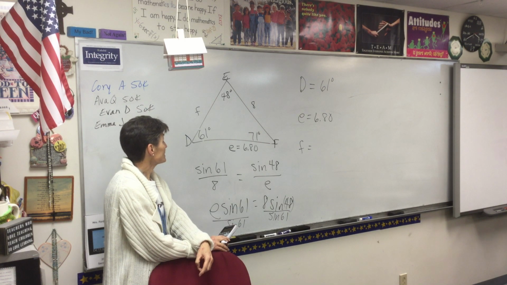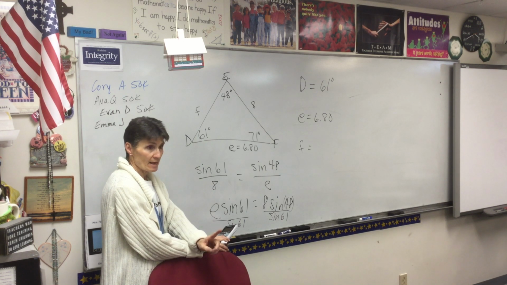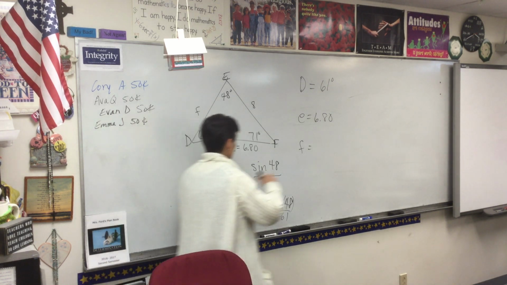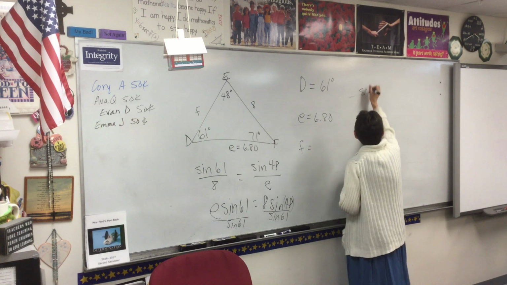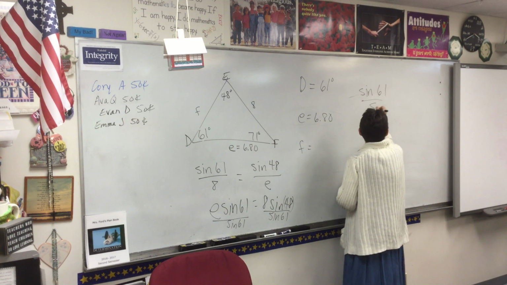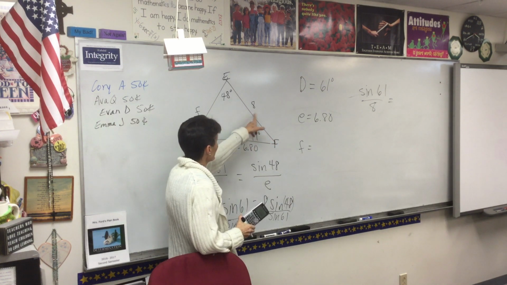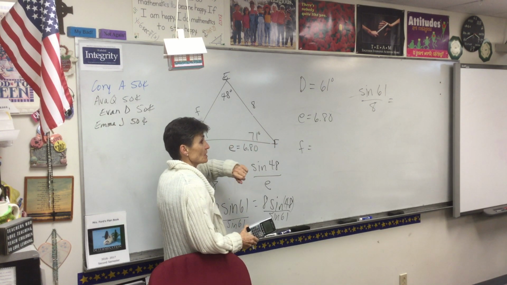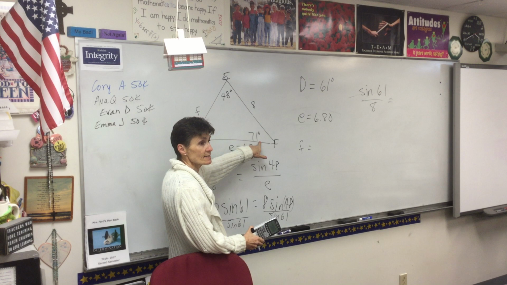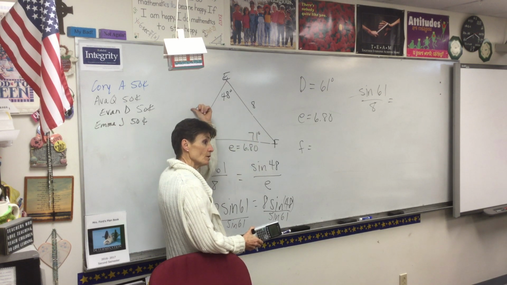Now, how am I going to find side F? Same thing. I'm going to start with sine 61 over 8. Sine 61 over 8. And this time it's going to be equal to sine 71 over f.